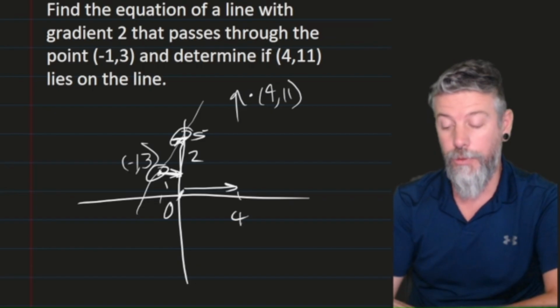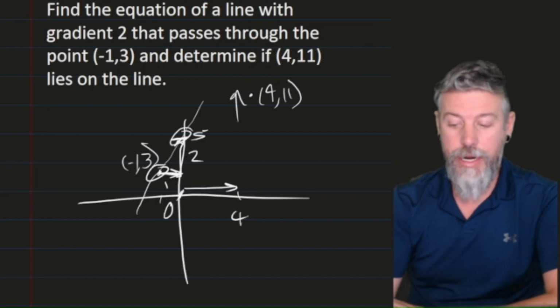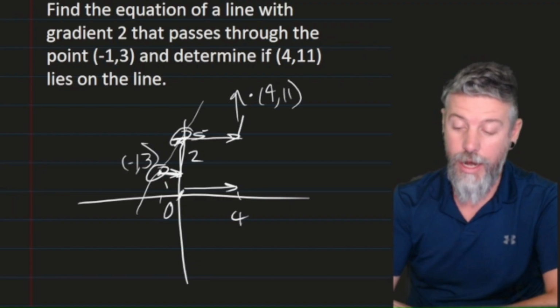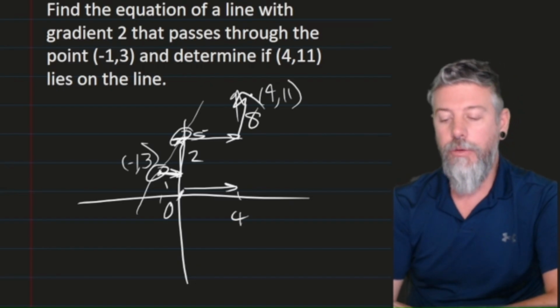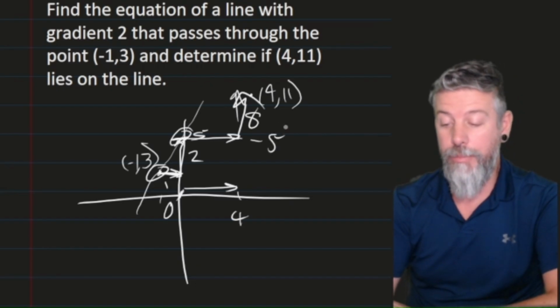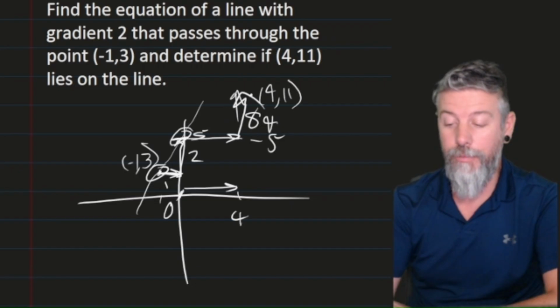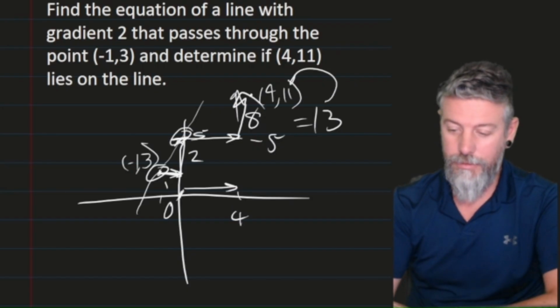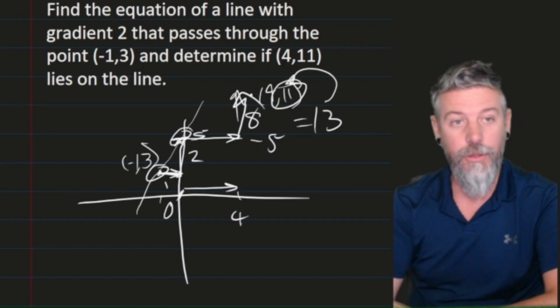So we're going to run 4, but this gradient is 2. So after running 4, we are going to rise 2 lots of that. So we're going to rise 8. So we're going to go up from 5 by 8, and if we go up from 5 by 8, then we're going to end up at 13. Now 13 is not the point we are looking for.